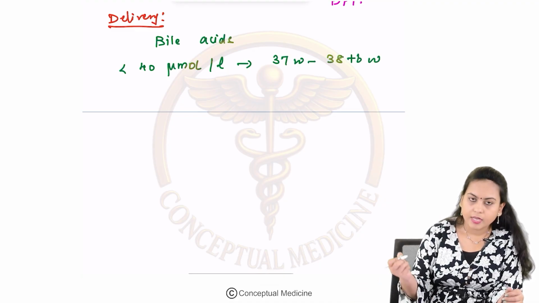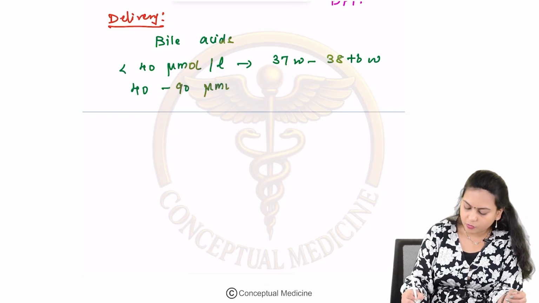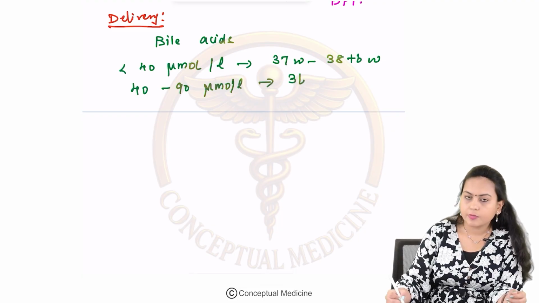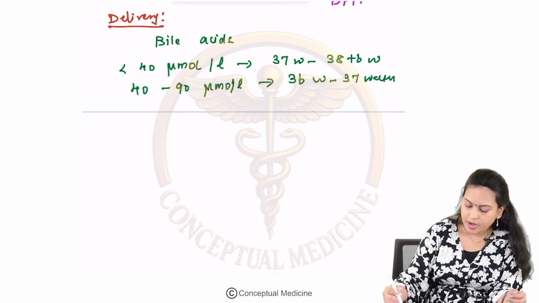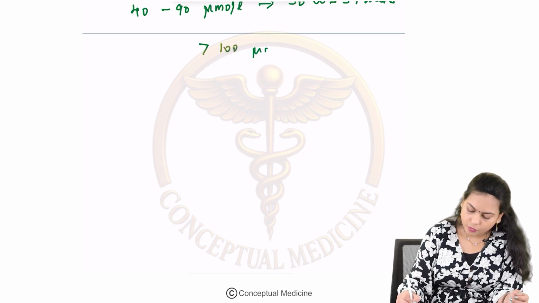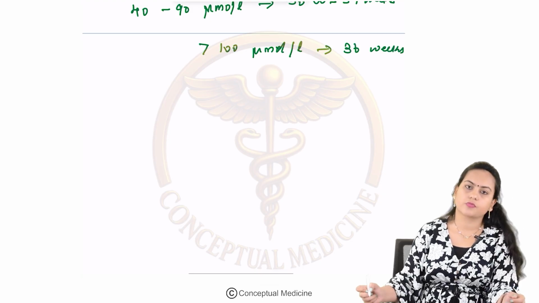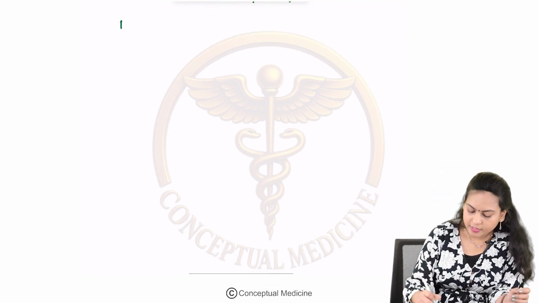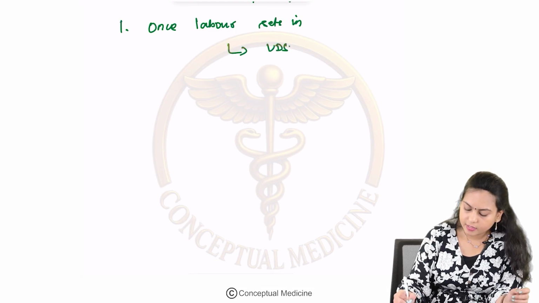Okay. Suppose the bile acid levels are between 40 to 90 micromoles per liter, then you can plan the delivery between 36 weeks to 37 weeks. And suppose the bile acid levels are more than 100 micromole per liter, then you can plan it around 36 weeks also. Clear? Now remember these facts. Once labor sets in, ursodeoxycholic acid is stopped. Clear?